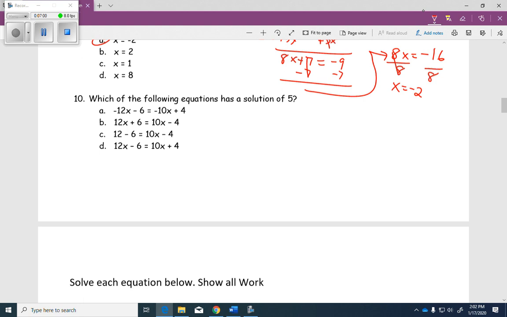And which of the following has a solution of 5? So I could go and plug 5 into each one, or I could solve each equation to find out which one turns out to be 5. I'm just looking to see if something stands out. I don't know. I guess I will plug in a 5 into each spot.